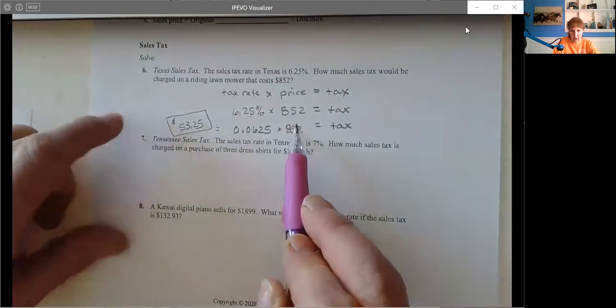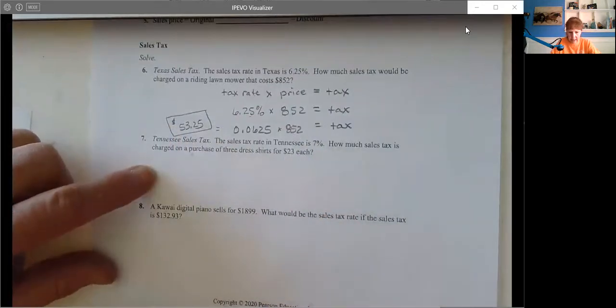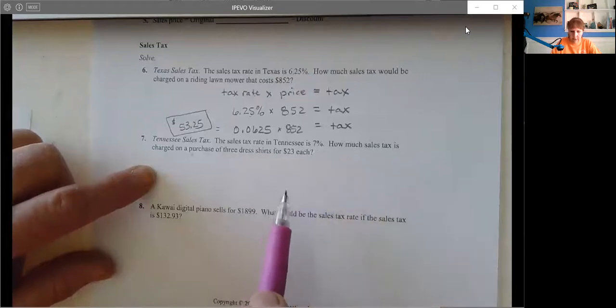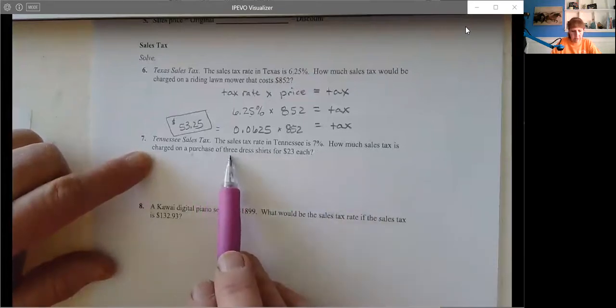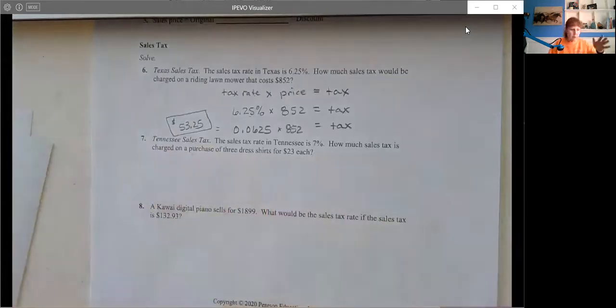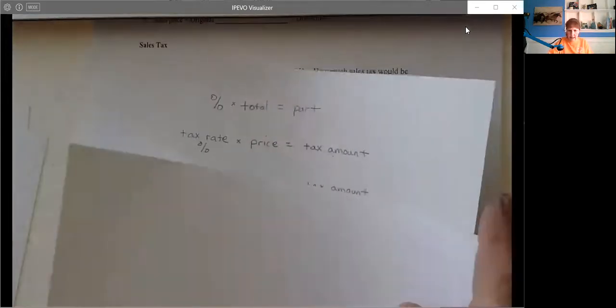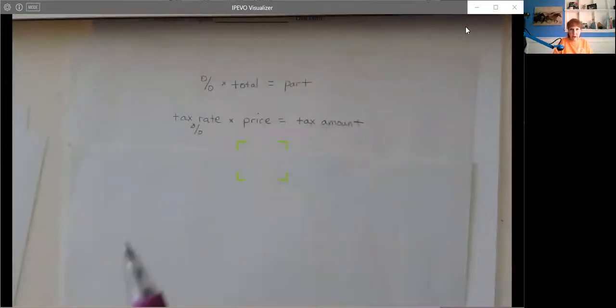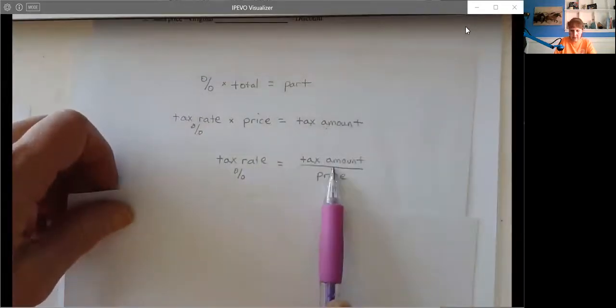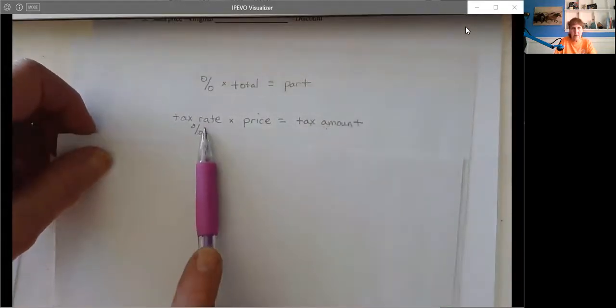Not too bad. All right, let's look at this one right here, the Tennessee sales tax. The sales tax rate in Tennessee is 7%. How much sales tax is charged on a purchase of 3 dress shirts for $23 each? They're not asking for the tax rate. So if they're not asking for the tax rate, then you automatically know it's dealing with tax. You just write this one down because they're not asking you for the tax rate. Then it's this one. You're using the tax rate that's given.